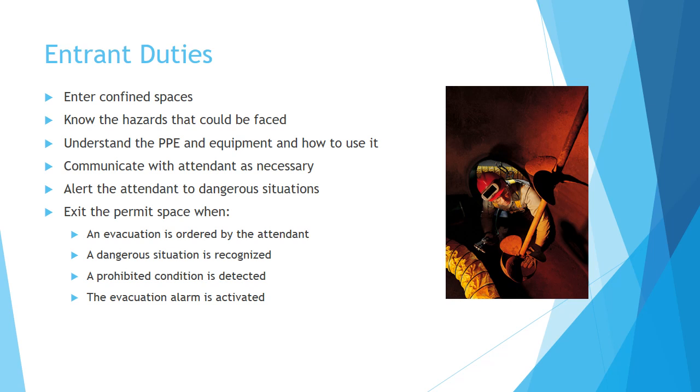Entrant duties. Enter confined spaces, know the hazards that could be faced, understand the PPE and equipment and how to use it, communicate with the attendant as necessary, alert the attendant to dangerous situations, and exit the permit space when an evacuation is ordered by the attendant, a dangerous situation is recognized, a prohibited condition is detected, or when the evacuation alarm is activated.